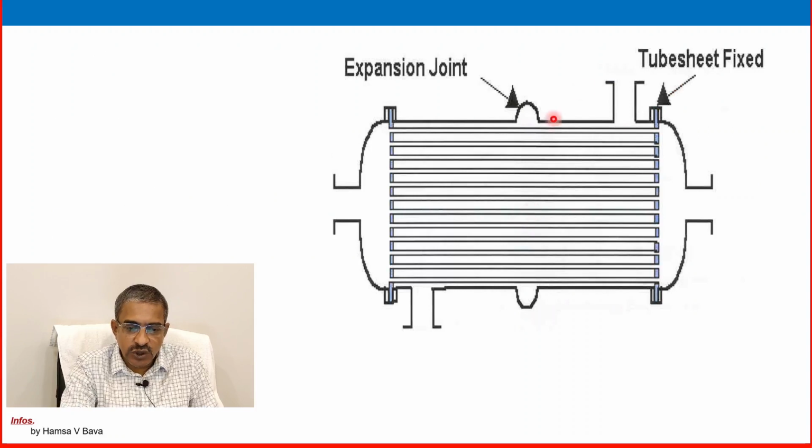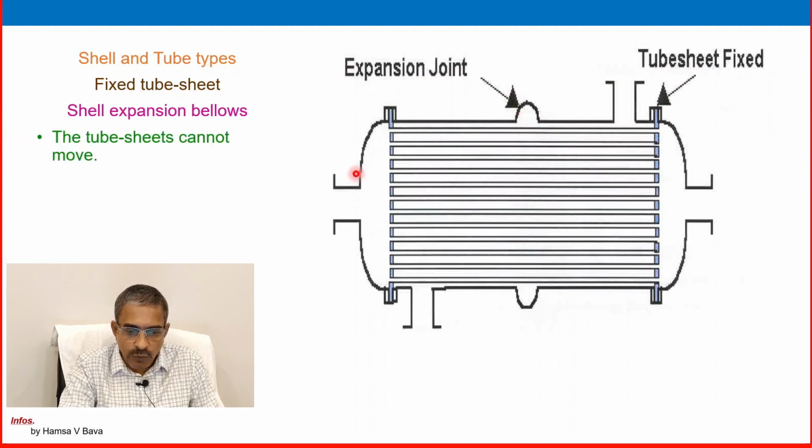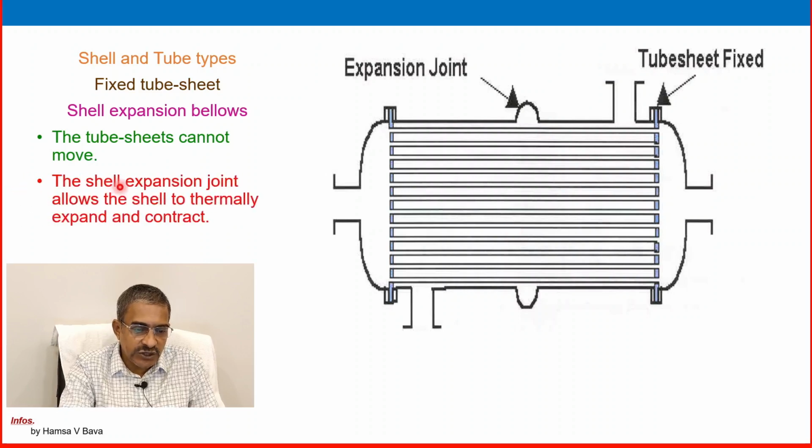So see the expansion joint, look at that one, the tube sheet is fixed but a shell side expansion joint is added. So this is a shell and tube heat exchanger, fixed tube sheet, and shell expansion bellows are there. See, shell expansion bellows. The tube sheet cannot move, it's the same as a fixed tube sheet, but the shell side expansion joint allows the shell to thermally expand and contract. So it will adjust that thermal expansion and contraction. The shell side will take care of it. So this is the one type.